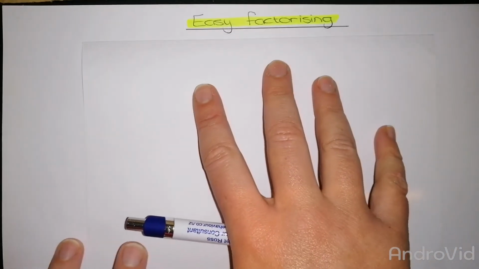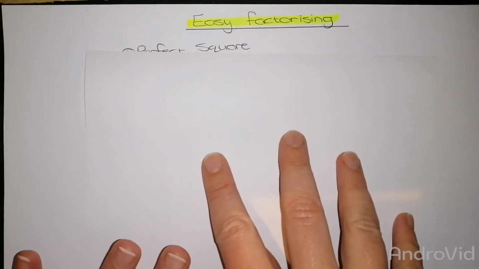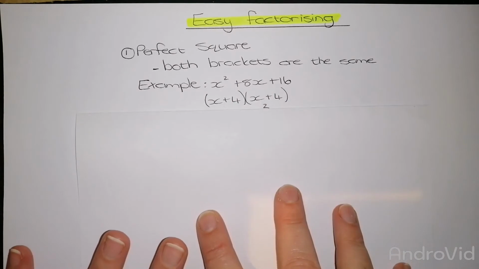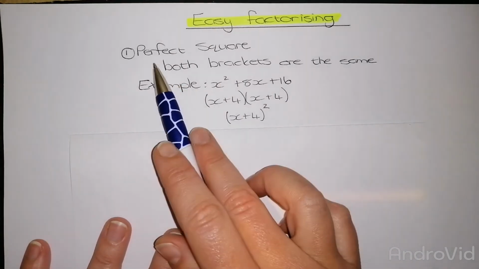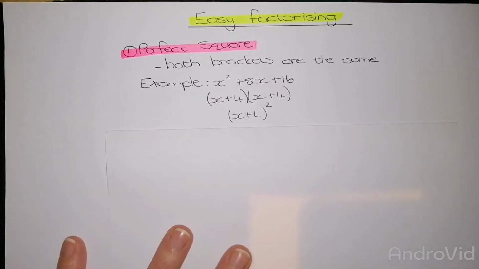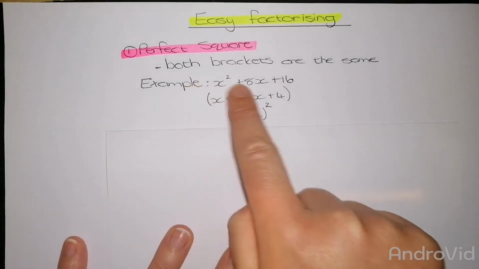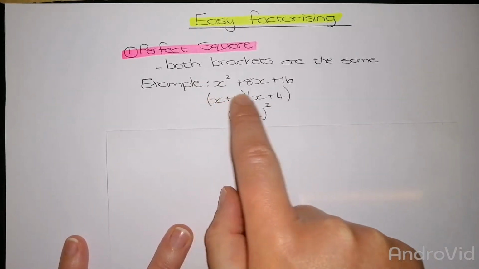Enjoy! Easy factorizing is when we have something that looks familiar and we can immediately write down the answer. So, the first possible easy factorization that we get is when we have a perfect square. A perfect square means when both of my brackets are the exact same. An example of this is the following.